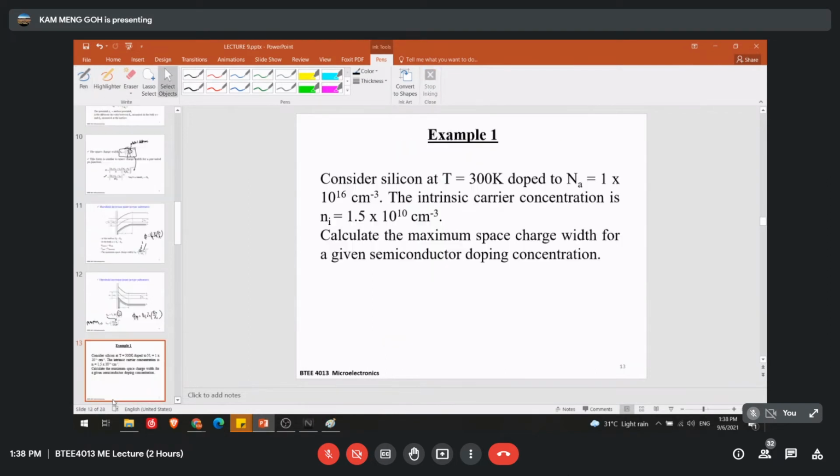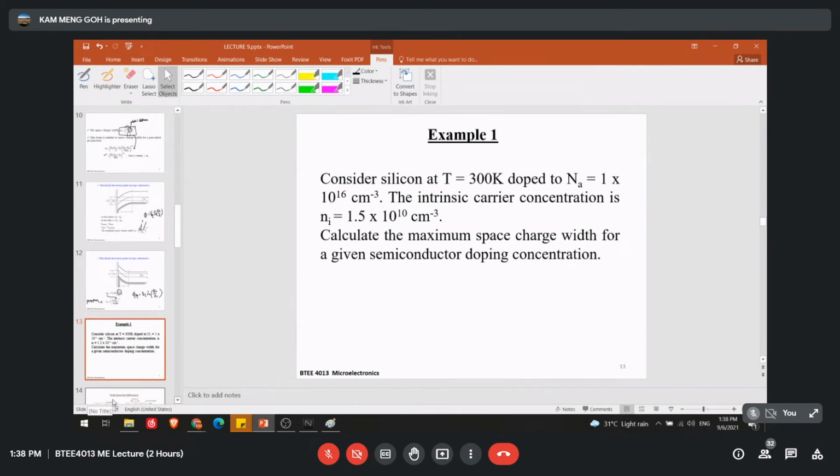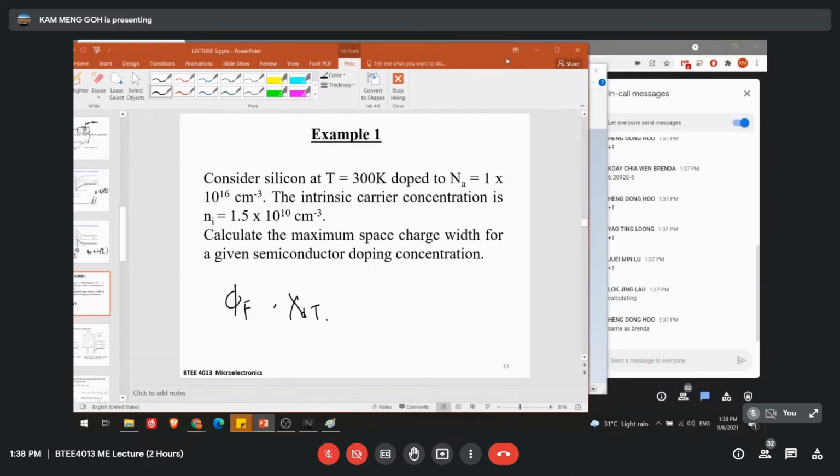Okay, so let's try this example. This is the p-type, obviously. Normally we need to calculate two things: one is the delta phi F, another one is the SDT. Try to calculate these two items for this case.